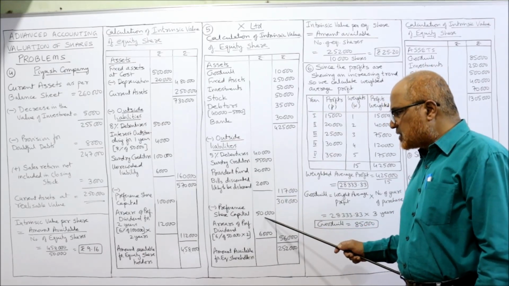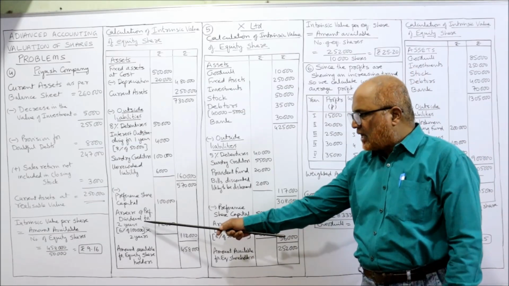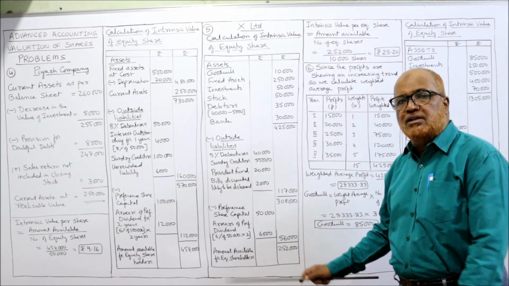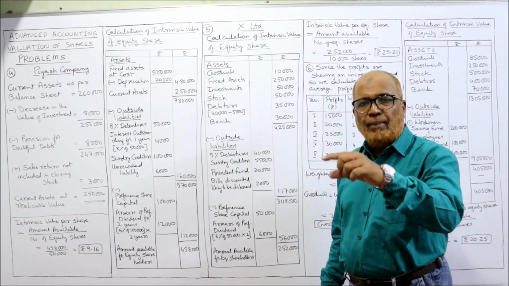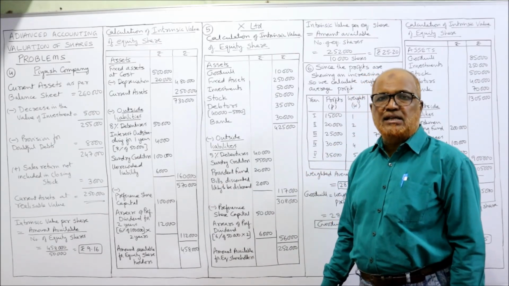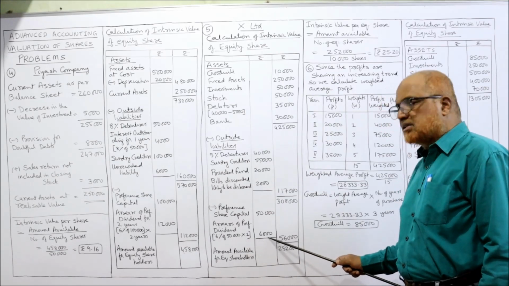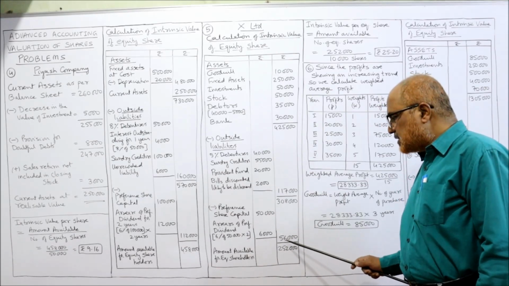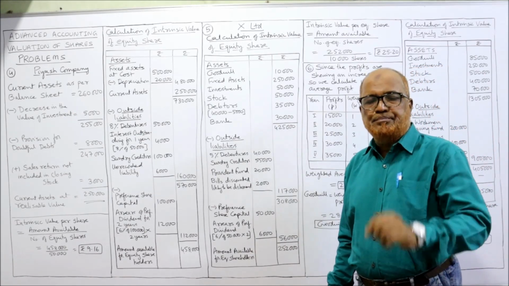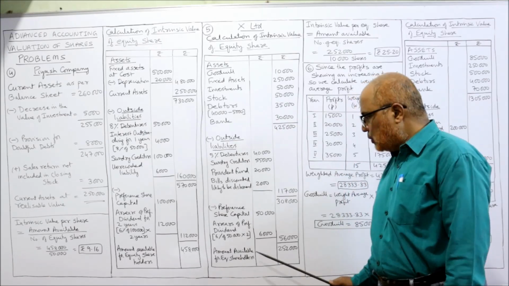Deduct preference share capital 50,000 and arrears of preference dividend for 2 years, just like the previous problem. So what is the rate of preference dividend? 6%. You see the balance sheet. In the balance sheet, it is given 6% preference shares. The dividend rate is 6%. So 6% of 50,000 into 2 years, you will get 6,000. Take the total 56,000, deduct 56,000, 2,52,000 is the net assets or amount available for equity shareholders.